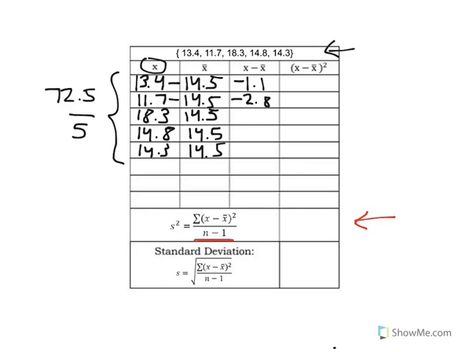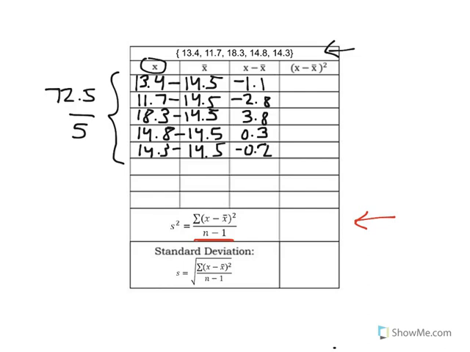You guys, it's okay to have positives and negatives here. That's what you should be having. So 18.3 minus 14.5 is 3.8. 14.8 minus 14.5 is 0.3. And then 14.3 minus 14.5 is negative 0.2.